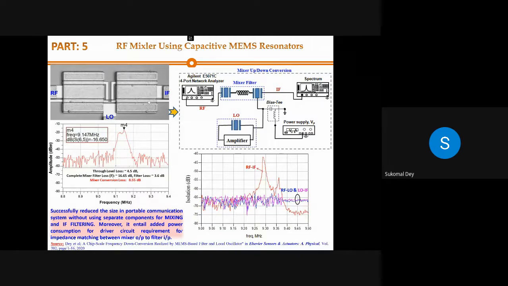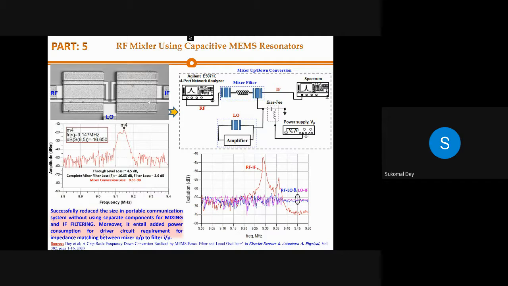Moreover, it also saves some power consumption in terms of a transceiver module. And there is no question of impedance mismatching from one block to another, I mean between mixer and IF filtering. So you are taking care of almost everything and doing the two operations on a single device.